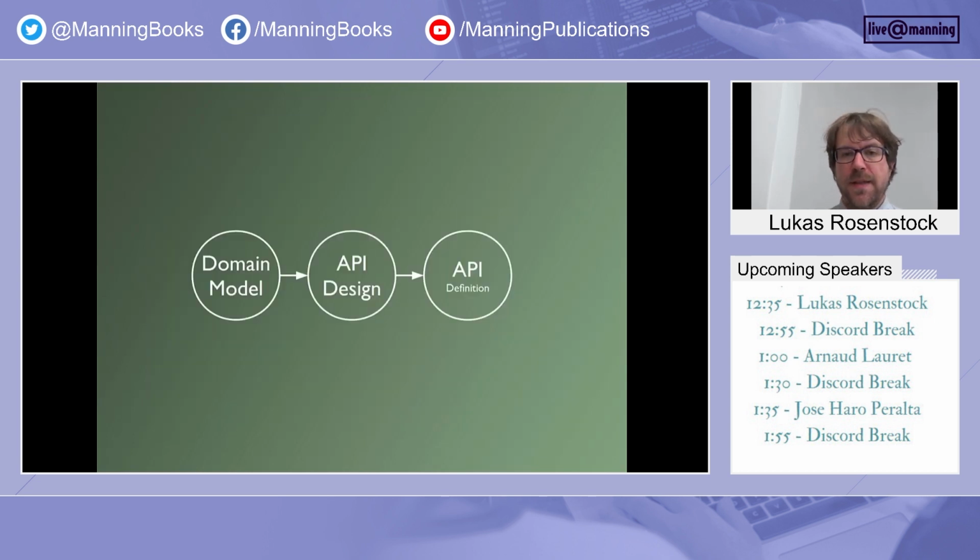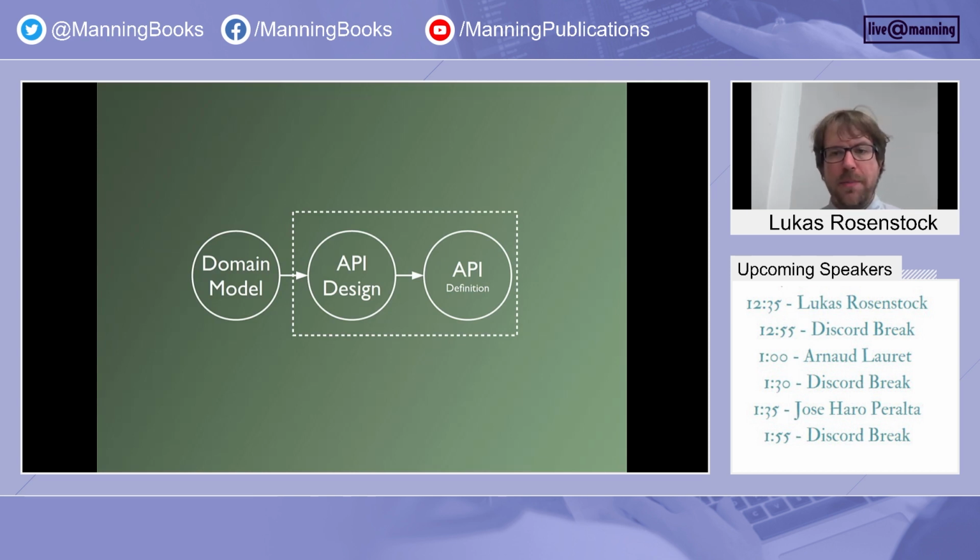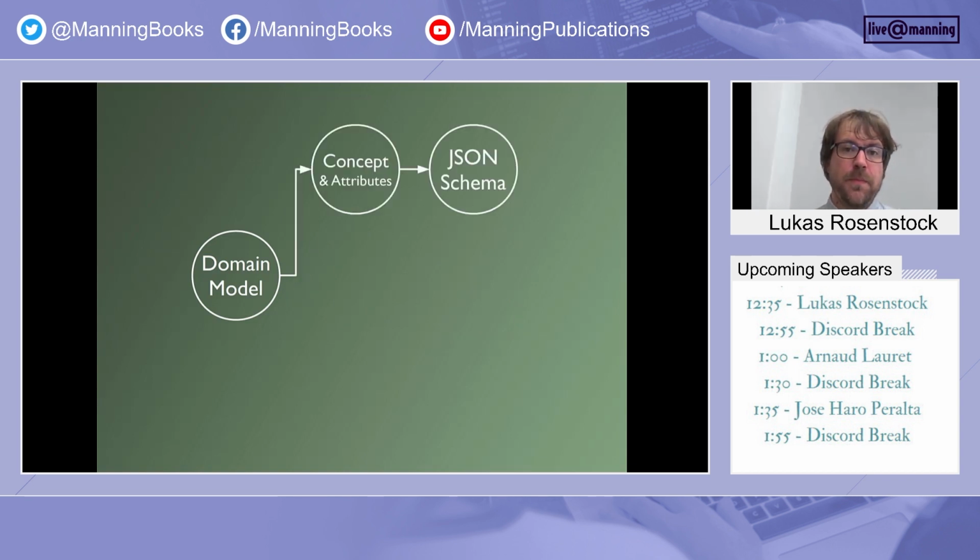Now, the next step is how do we get from this domain model, which we've visualized in UML, to an API design and then to an API definition. And actually, these aren't two separate steps. We can do this both at once because we can take the domain model and we can directly write down our API design in OpenAPI, and so we have the API definition. But how do we do that?